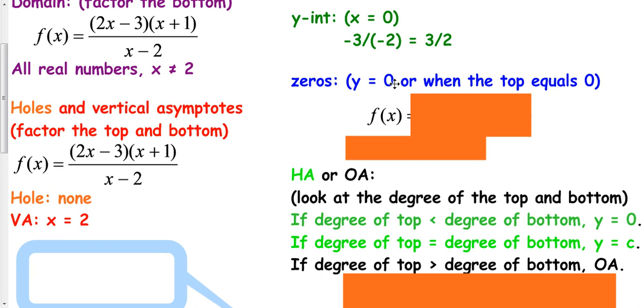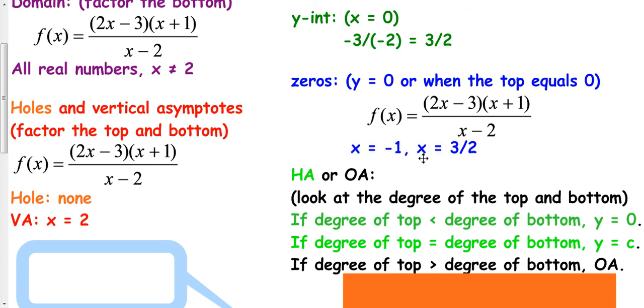Then we need to plug in 0 for our y to find our zeros. When you plug in 0 here, the only way your fraction is equal to 0 is when the top is equal to 0. So what would cause the top to be 0? Well, you'd have a -1 here, and then you'd have to add a 3, divide by 2, and so you get your zeros to be -1 and 3/2.